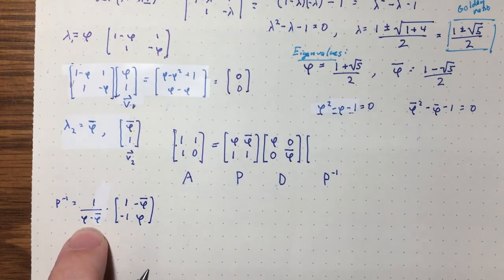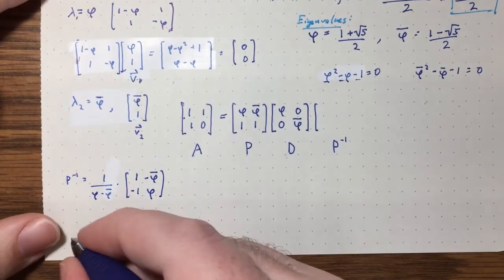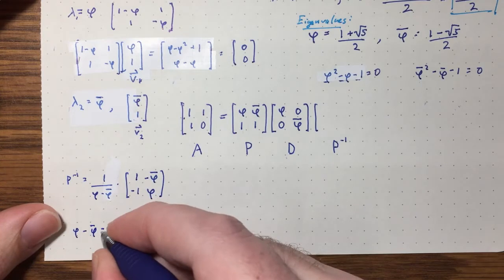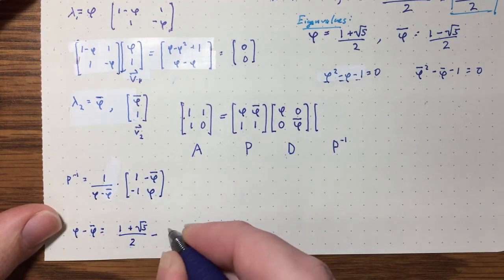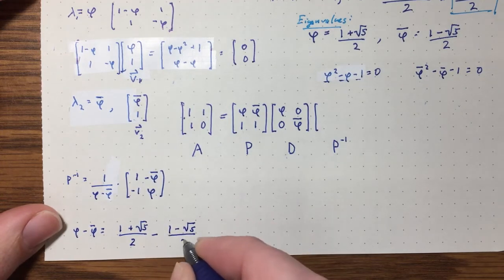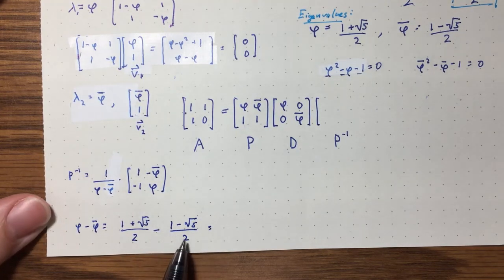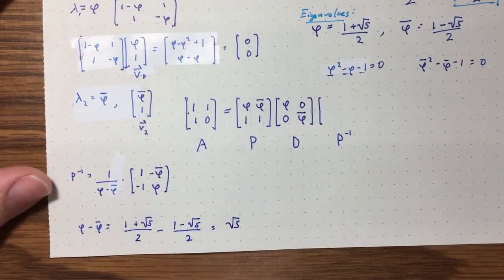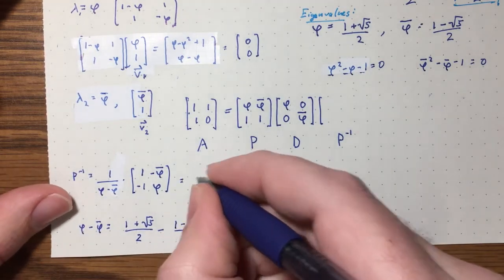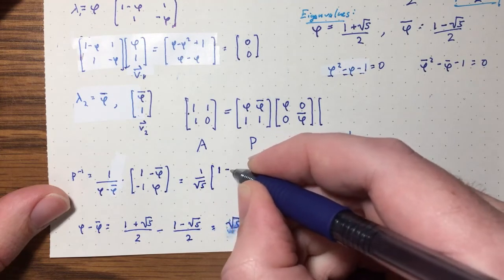Is this something nice, by the way? Like what is phi minus phi bar? Note that phi minus phi bar is, let's write out what it is. 1 plus square root of 5 over 2 minus 1 minus square root of 5 over 2. I have a half minus a half, and I have a square root of 5 over 2 plus another square root of 5 over 2, which is just a square root of 5. So phi minus phi bar is actually a square root of 5. So 1 over that is going to be 1 over a square root of 5. Again, it's times this matrix here.